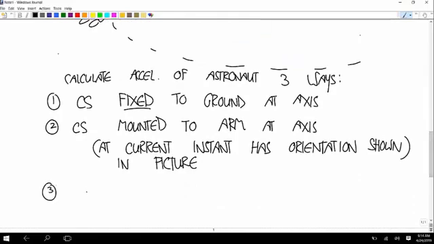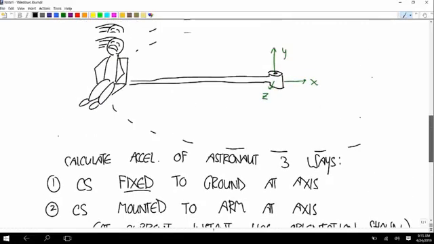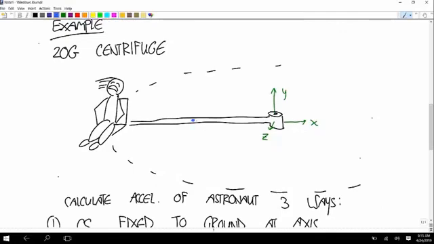And then the third one is going to be the coordinate system mounted to the arm at the midpoint. So that one is going to be here with instantaneously the same orientation. And the accelerations that we calculate in these 3 ways have to match. We're calculating the astronaut's acceleration, as we could use in Newton's laws. So we're going to see how the different parts of the calculations are going to come in differently, but in the end, they'll all be the same.